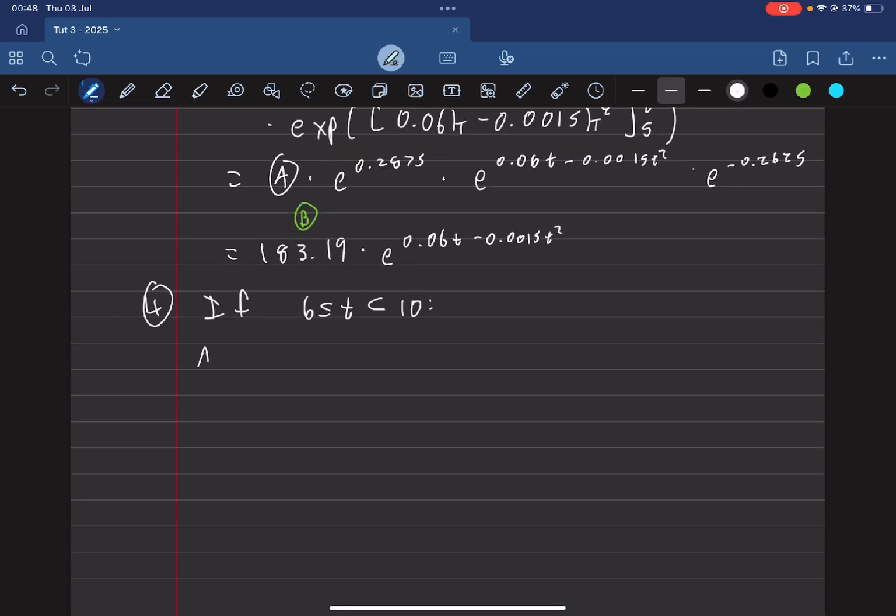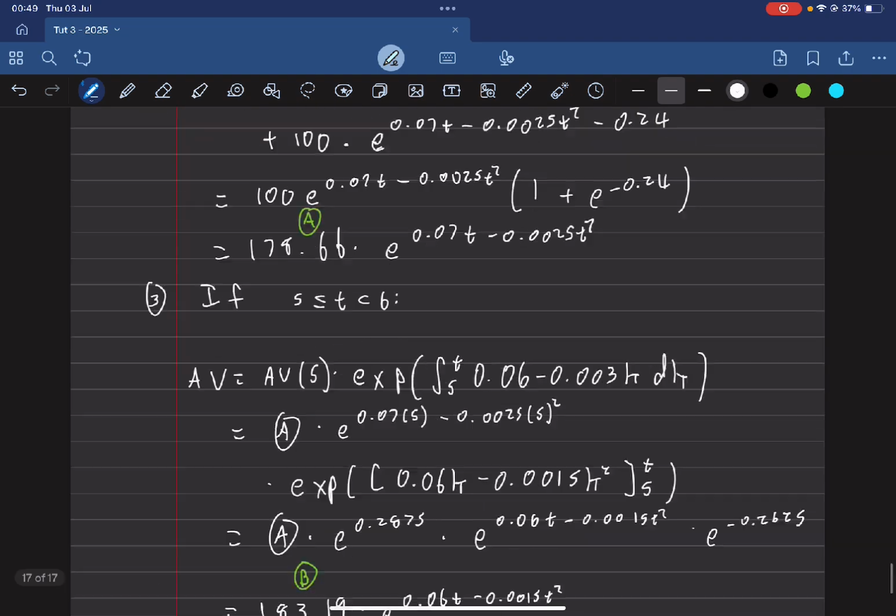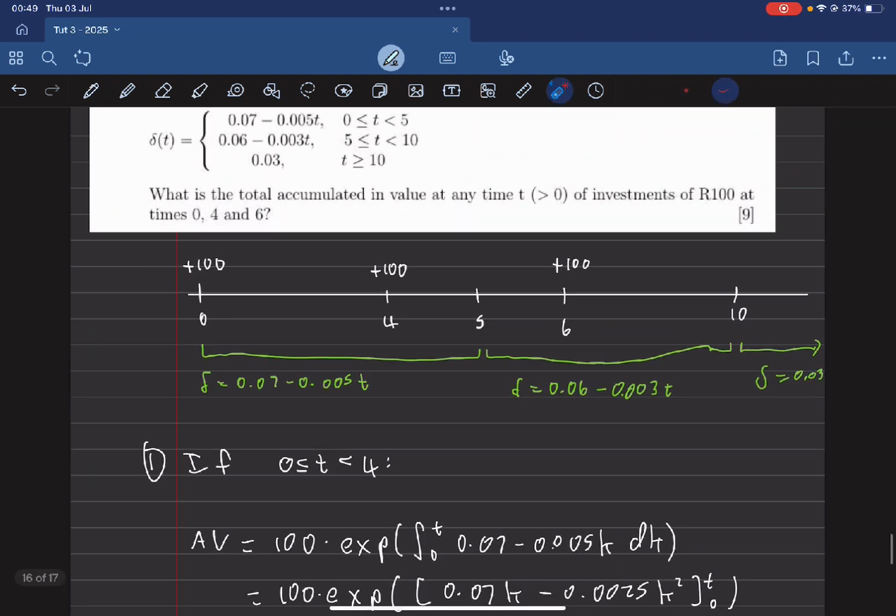So your accumulation in value is going to be your accumulation in value at time 6 times e to the power of, we want to move it from time 6 to time some arbitrary point t of 0.06 minus 0.003k dk. Okay, that's good. And then we also have to move this 100, because remember at time 6 we're depositing another 100. We have to move that 100 from time 6 to time t as well.